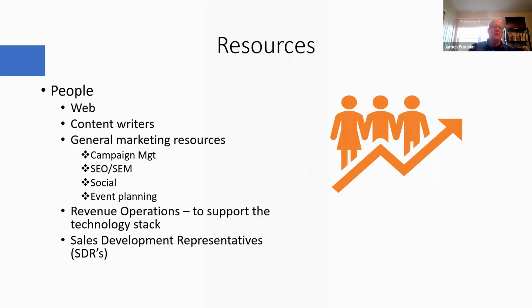So let's talk about people, right? Your people are critical to this. I think you mentioned earlier, Ken, you've got somebody that comes to you with a video, somebody that comes to you with the white papers. But if we look at these, you're going to have people that have the web expertise, content writers, and general marketing resources under the categories of campaign management, SEO, SEM, social, and event planning. And then in an organization, you've got to have some technology to support this, and we'll talk about that in a minute.